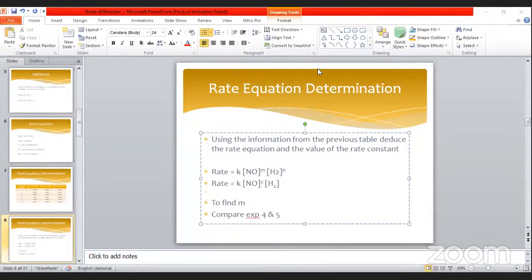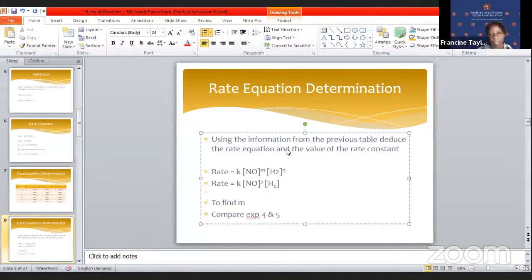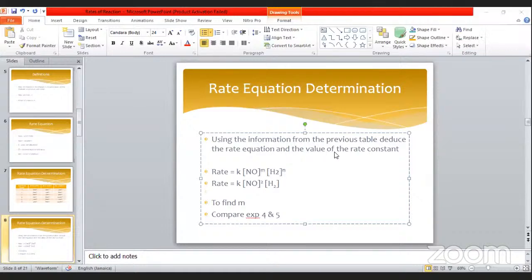All right. So this is my rate equation now. We would have answered the first part of this question, which says that you're to deduce the rate equation. The second part said, and the value of the rate constant. So I'm going back to my data table. You are going to calculate for me, and when they ask you to deduce the value of your rate constant, you must put the units.